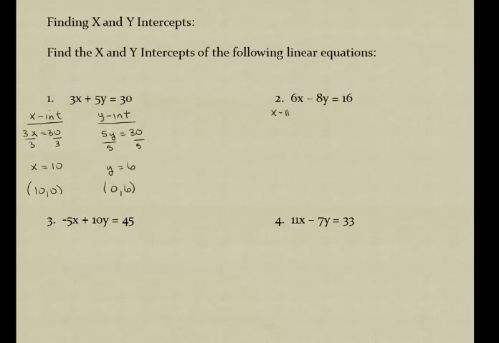Again, the x-intercept occurs when y is 0, so I can solve this for x. So I divide both sides by 6, and 16 does not divide by 6, however they are both even, so I'll get 8 over 3. And my y-intercept occurs where x is 0, so I have negative 8y equals 16. Divide by negative 8, and y will be negative 2. So my x-intercept is 8/3, 0, and my y-intercept is 0, negative 2.